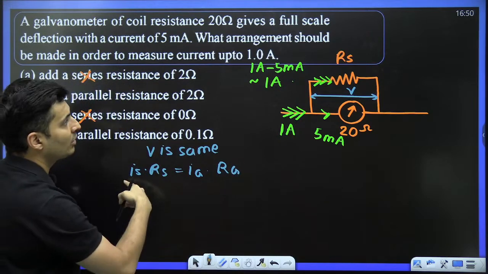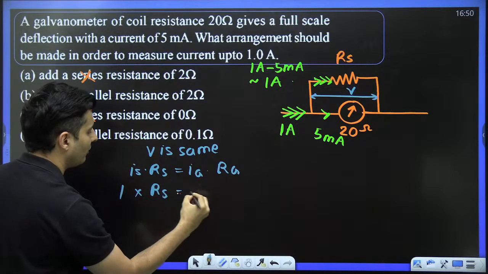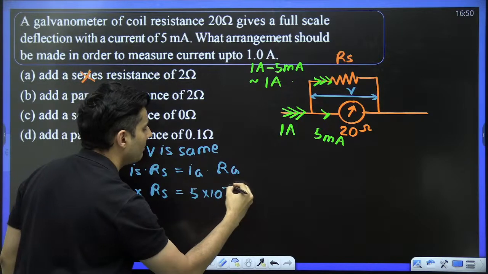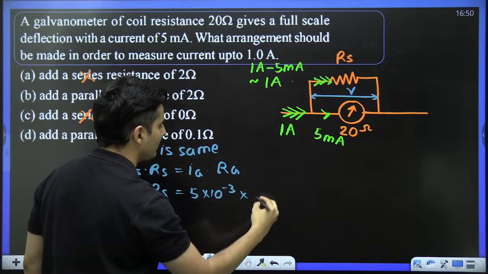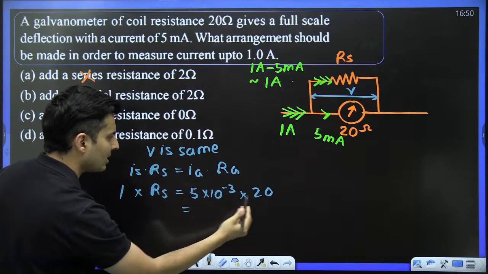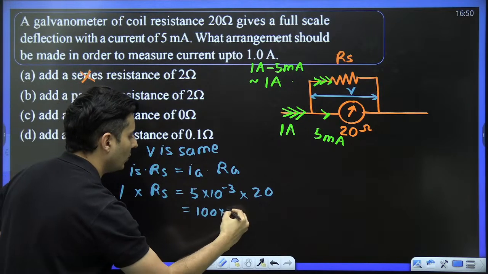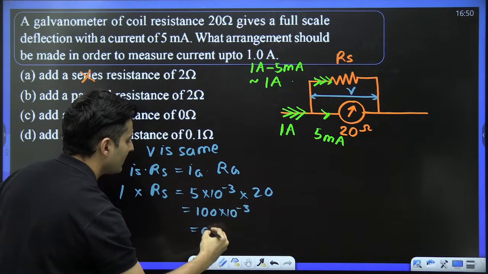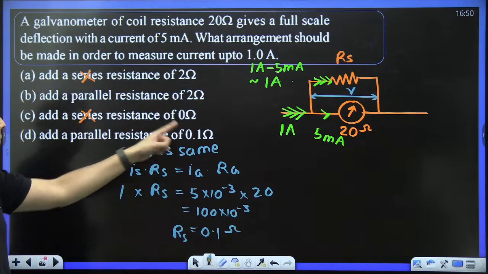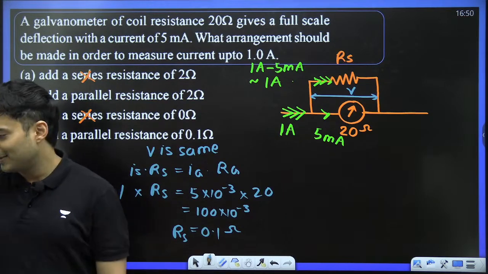What is current through the shunt? It is 1 ampere. What is the resistance of the shunt? That's what we have to find. What is the current through the galvanometer? 5 milliampere. So 10 to the power minus 3. What is the resistance of the galvanometer? 20. Right? So this will become 5 into 20 is basically 100. So this will be 100 into 10 to the power minus 3, which is basically 0.1. That is the shunt resistance. So 0.1 ohms, that's option D. Yes, there you go. That's the correct answer. Perfecto.